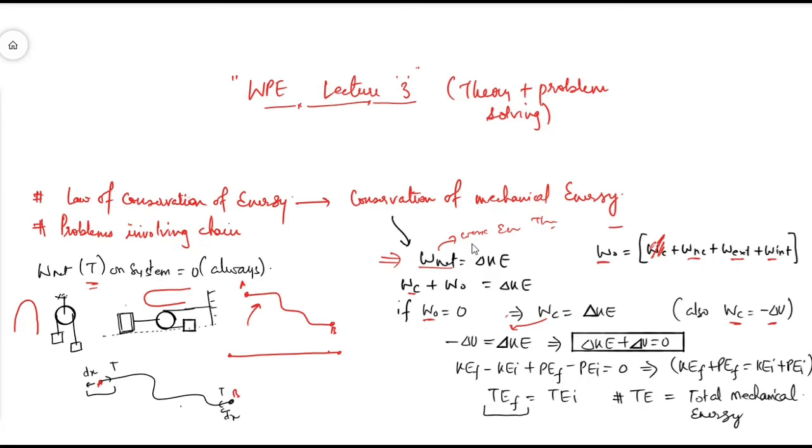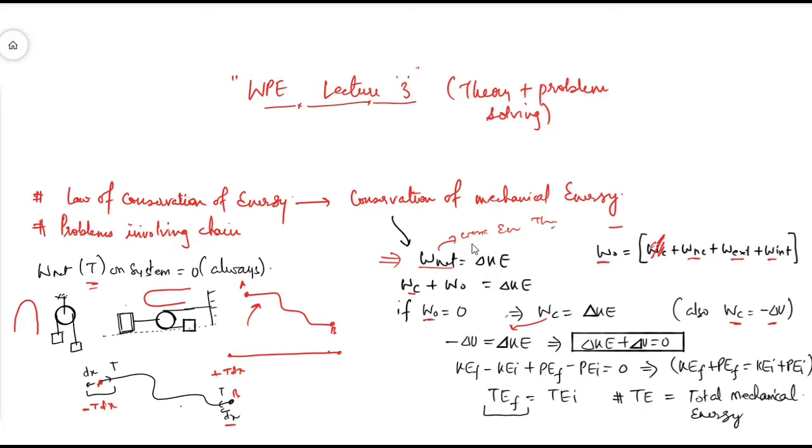At point A the tension is going to be rightward, at point B the tension is going to be leftward. So work done by tension: T dx here is negative, and here it is going to be T dx, positive. Why I'm taking dx: because every point on the string must have the same displacement along the string.